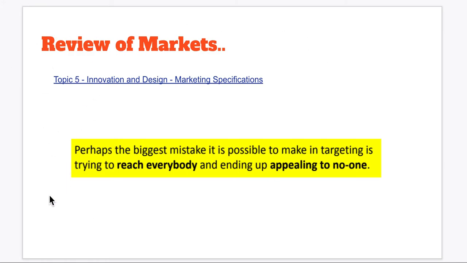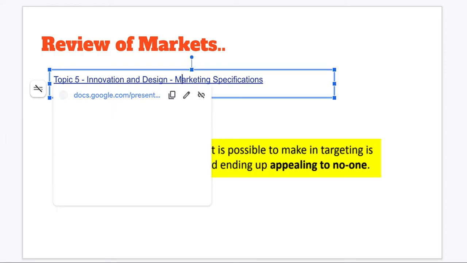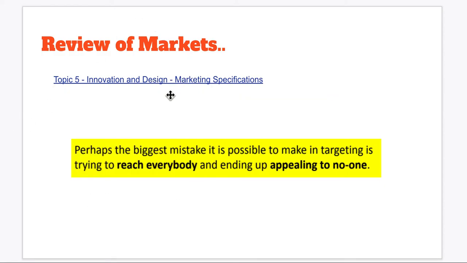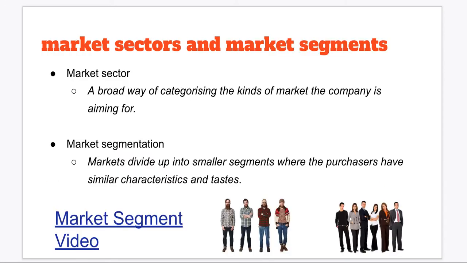This is nice too. Perhaps the biggest mistake possible in targeting is trying to reach everybody and not appealing to anyone. So this is also related to the specifications, where you have those target audiences and all those other details. That's what I was saying about sectors. So really make sure that you're focusing in and understanding the product and who it's designed for, okay?